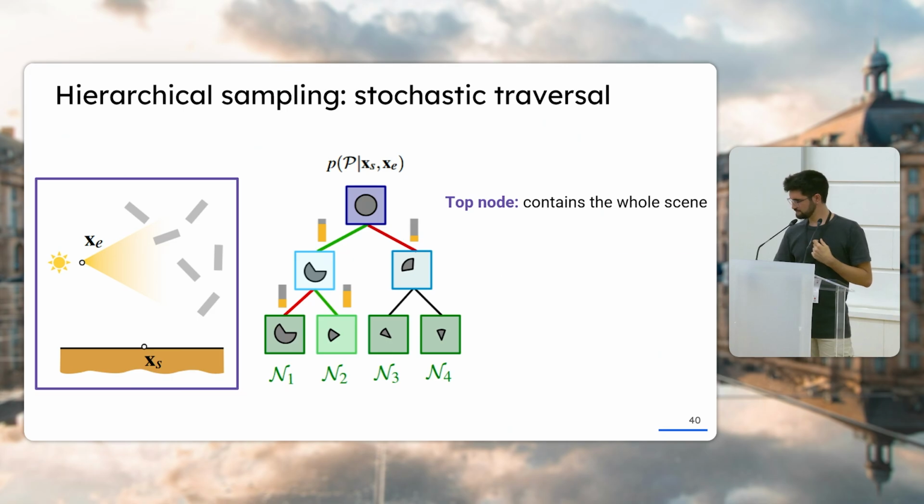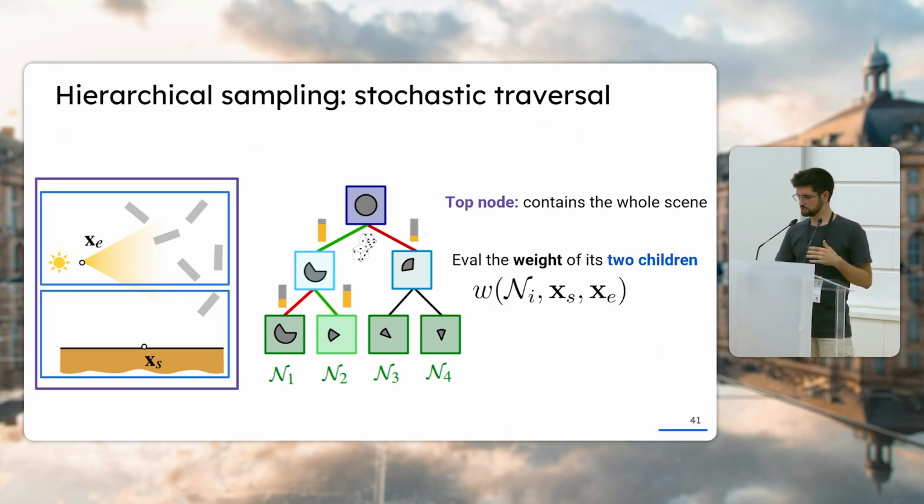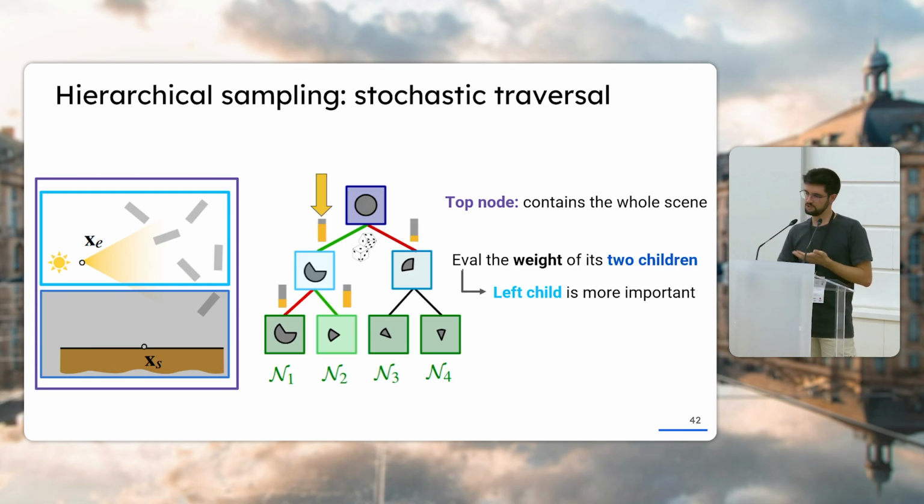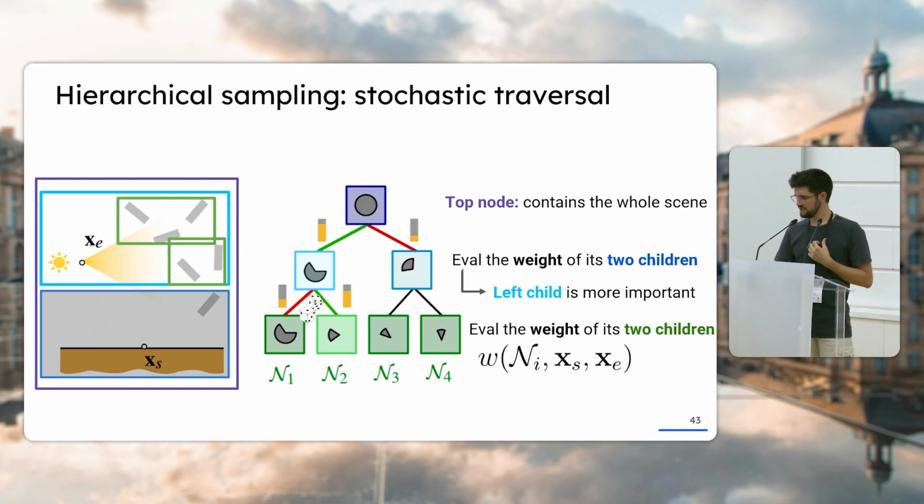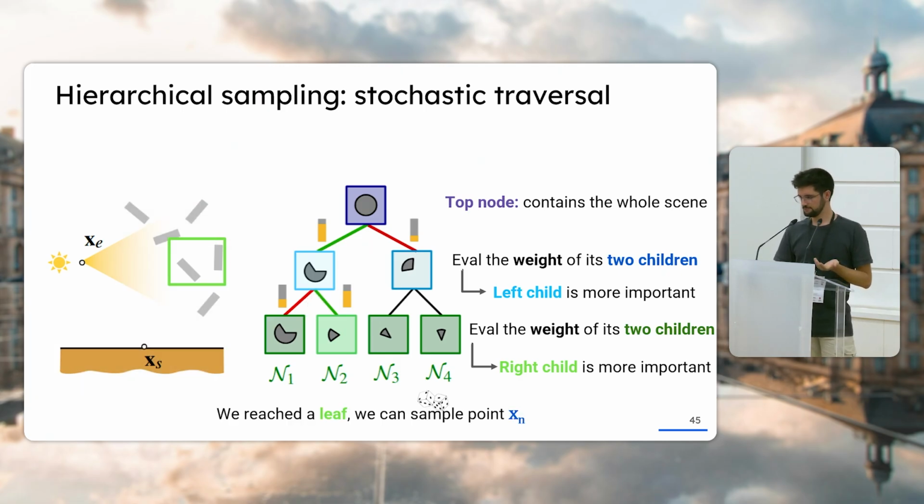And we evaluate the weight of its two children in blue, which would be ideally the whole contribution of all of the geometry in those nodes. In this case, as you can see, the left child is more important, so it will likely be picked. We do the same for the two children, which are in green, and continue down, in this case picking the right child, until we finally reach a leaf node. And then we can finally sample the point xn inside of that primitive. So now Jorge will continue with some maths.